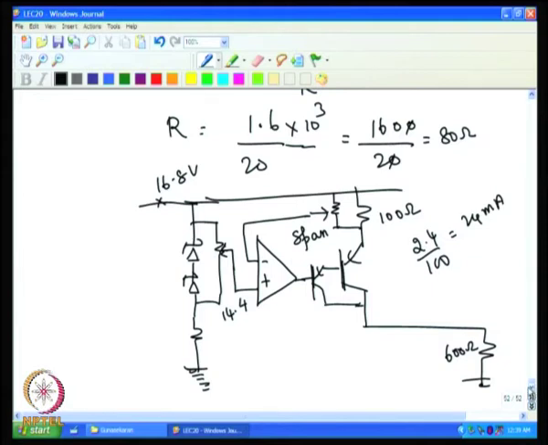So, how to get 0 adjustment? Span adjustment can be achieved by selecting a suitable value for this resistance, and then one can achieve the span adjustment. So, now we modify the circuit to include the 0 adjustment.